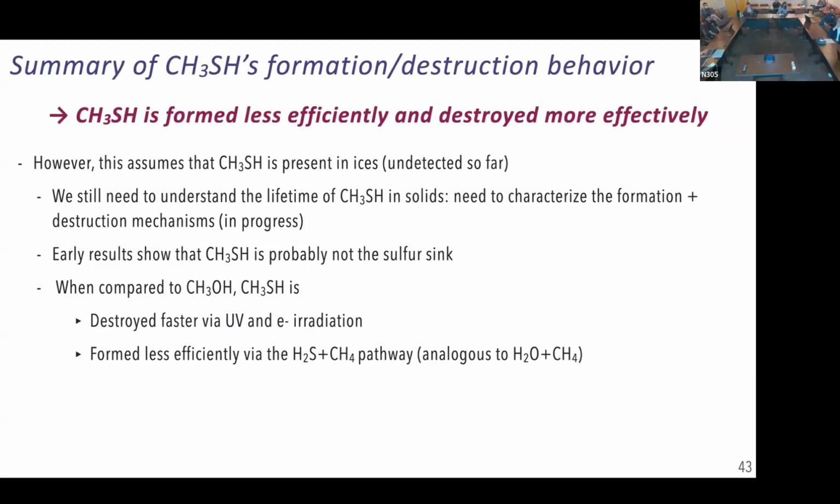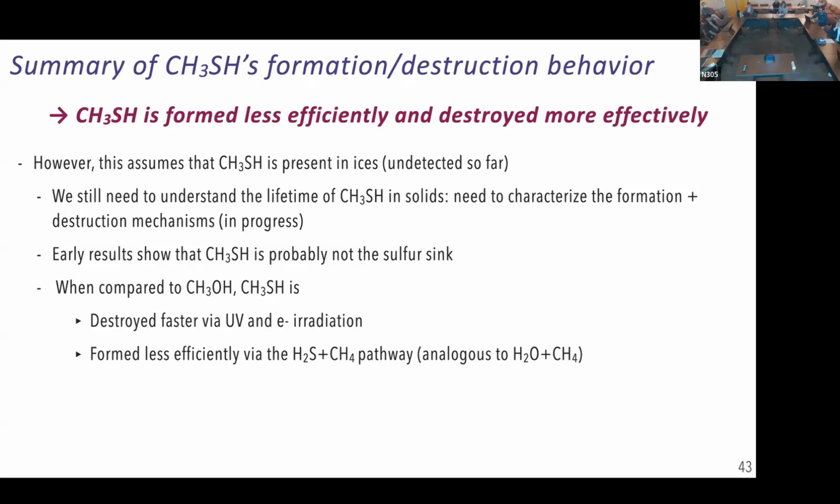And so in summary, methyl mercaptan is formed less efficiently and destroyed more effectively. And this is the full stability analysis that I'm doing for methyl mercaptan relative to methanol. And the significant part of this is that this is a way for us to really probe this S versus O chemistry that hasn't been done before.